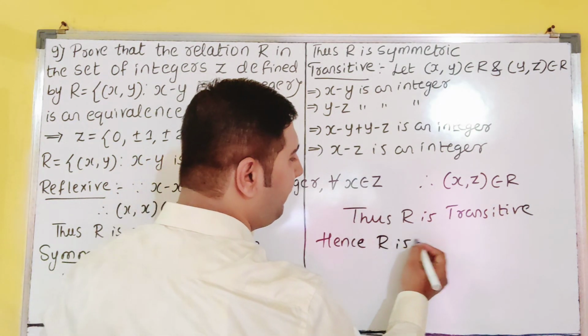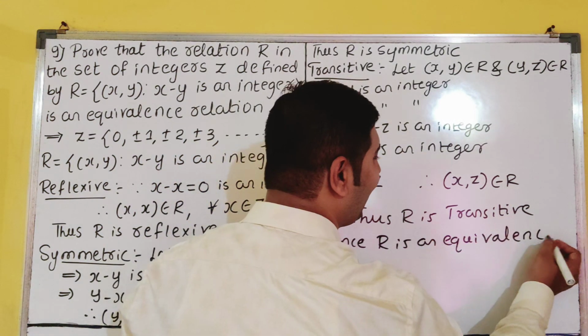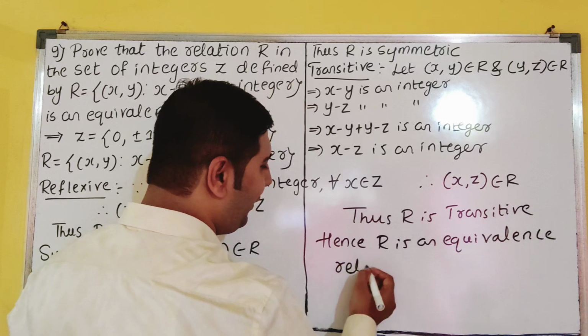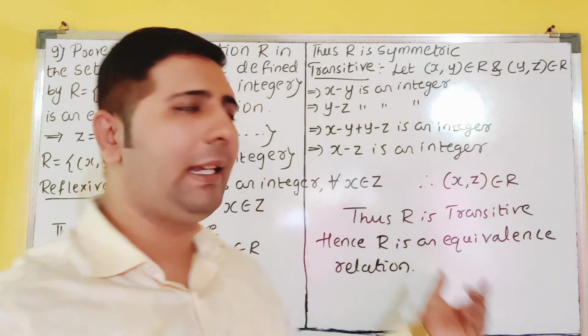Hence R is an equivalence relation. You got 3 marks. See how easily you are getting. The board is giving halwa for you; you have to eat properly. This is a halwa question. So hence R is an equivalence relation.